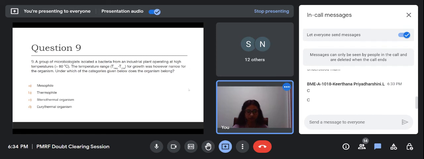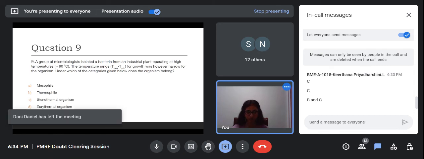Look at the question carefully. The bacteria that they have isolated is from an industrial plant which operates at a very high temperature, that is more than 80 degrees Celsius. And the temperature range, that is T max, the maximum temperature at which they can grow, and T min, the minimum temperature at which they can grow, is narrow. So, what do you think the answer is?